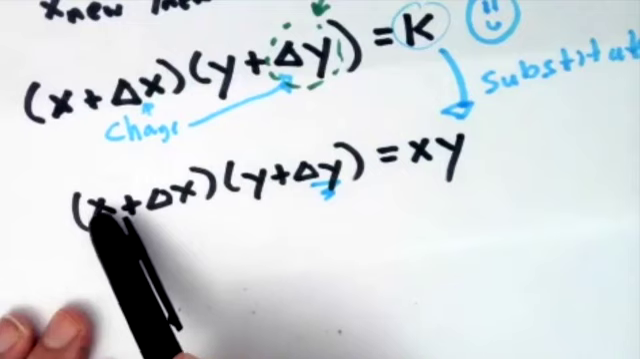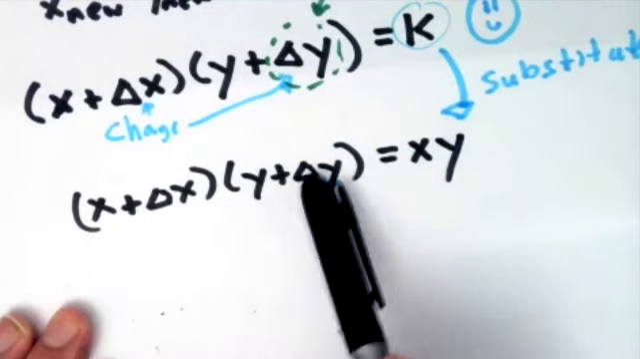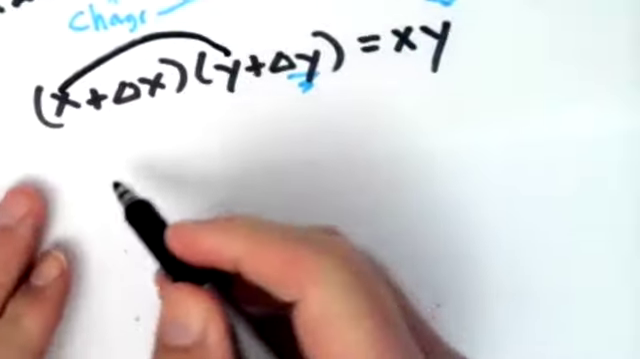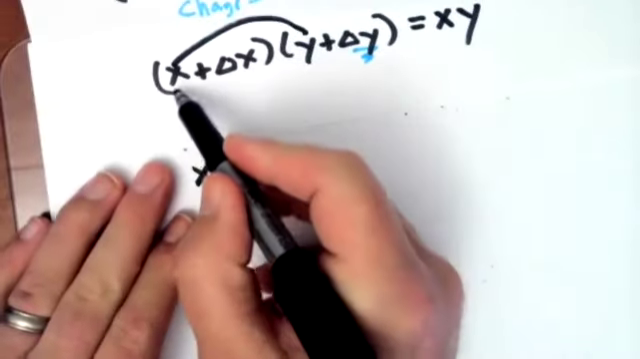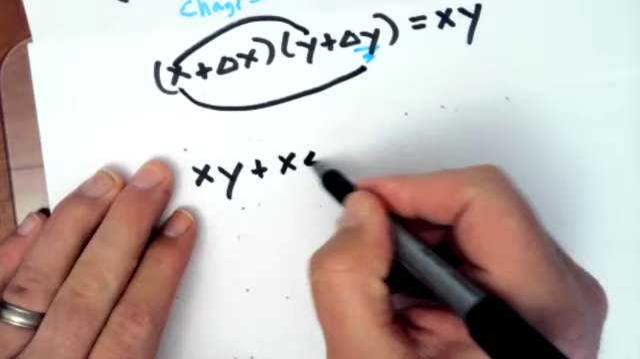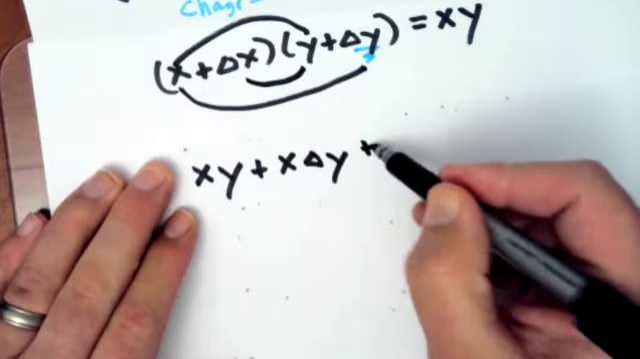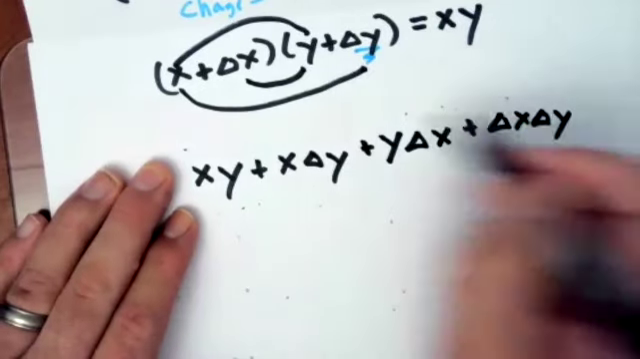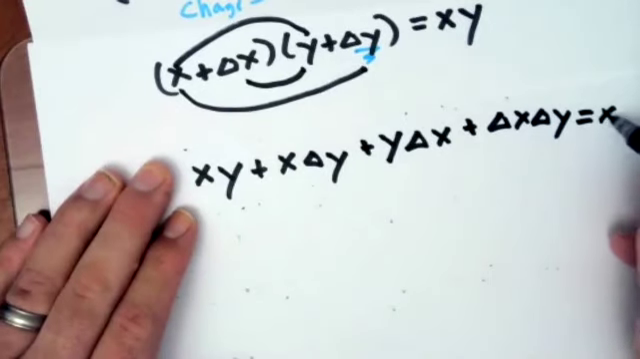We're going to distribute this through. Take this x, multiply it by the y, and times the delta y. When we start distributing through, this first one gives me x times y, and then I do x times delta x times y, which I'm going to write the y first, just to make it look nicer, plus delta x times delta y. And that's distributing through, and that gives me equals x times y.